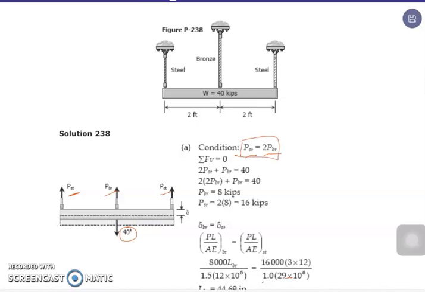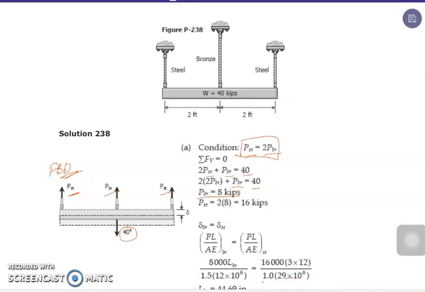And therefore, if we have the summation of forces vertical equal to 0, based on our free body diagram, we can have the equation 2 times the load on the steel plus the load on the bronze is equal to 40. If we substitute the condition that the load on the steel is twice the load on the bronze, we have 2 times 2 load on the bronze plus load on the bronze is equal to 40. Simplifying this equation, we get the load on the bronze, which is 8 kips.